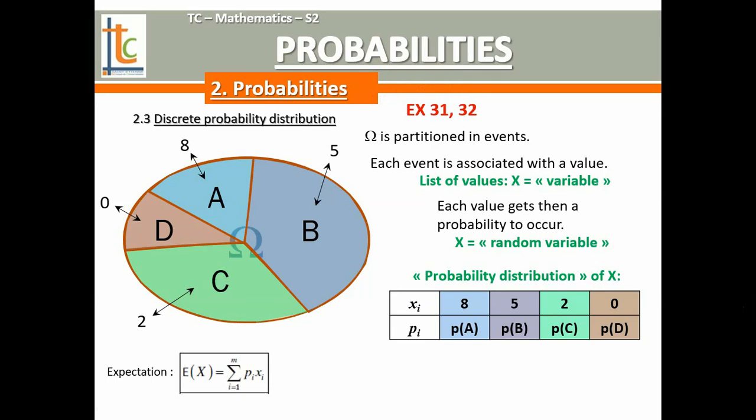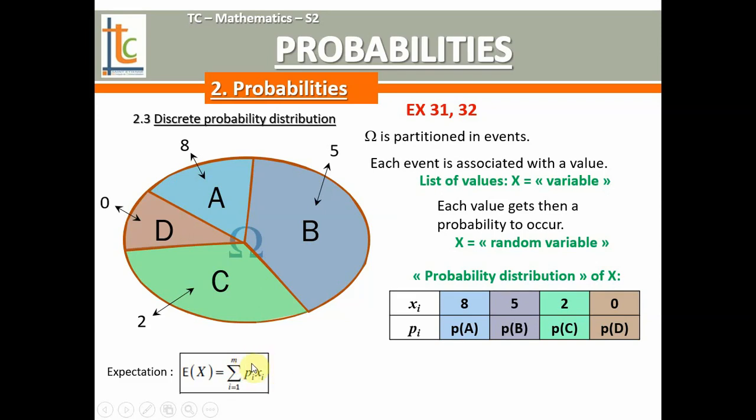The expectation corresponds to the formula sum of p sub i x sub i. That means from this table, p of A times 8 plus p of B times 5 plus p of C times 2 plus p of D times 0. That is exactly the way that we can calculate a mean in statistics by means of the formula sum of f sub i x sub i, the frequencies multiplied by the values.